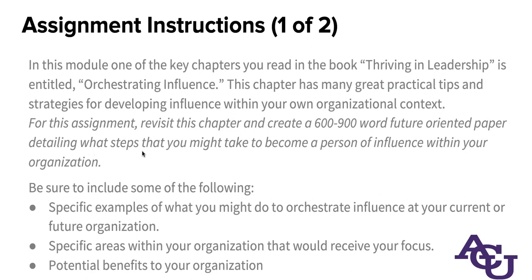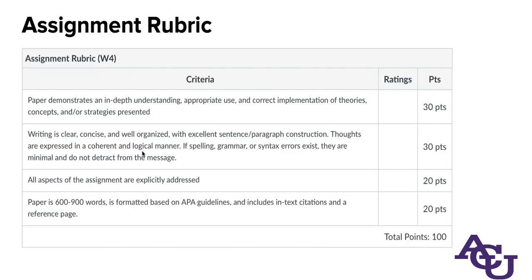So the instructions say, make sure that you include specific examples of things you might do, specific areas within your organization to focus on, potential benefits. But here the rubric is saying, oh, there's some specific things they want to see along the way. Talk about theories, concepts, or strategies that you're using. So definitely that's something you should make sure gets into your outline.